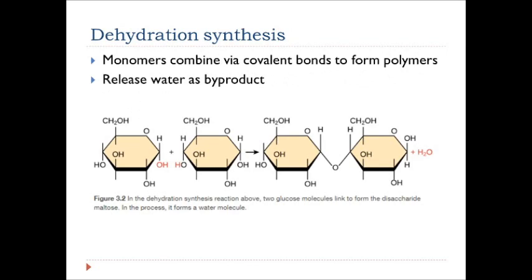First, let's talk about how some of these molecules might be coming together. There are two different types of reactions that are very similar, that are often implicated in the formation of these macromolecules. They can be formed via dehydration synthesis, which is when monomers combine to form covalent bonds. They come together to form these polymers, and as a byproduct, they release water.